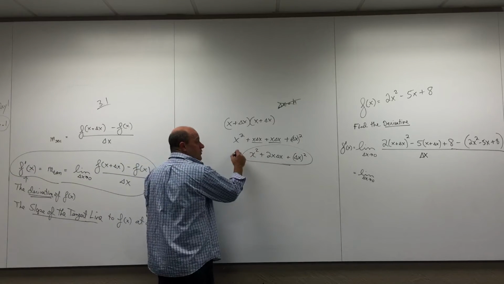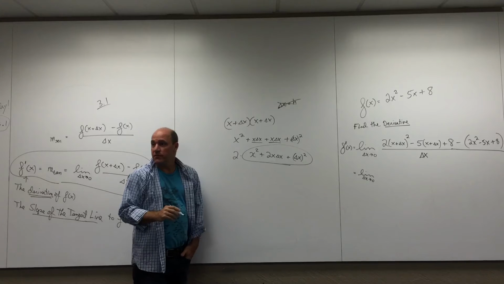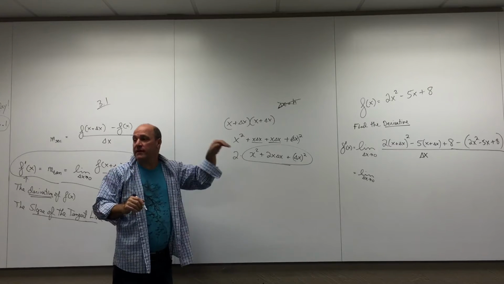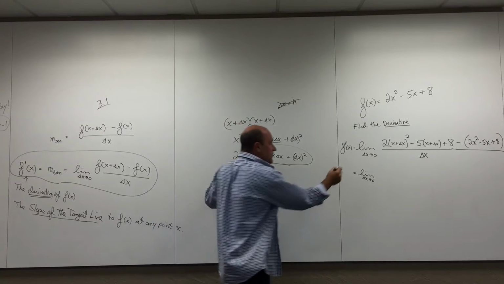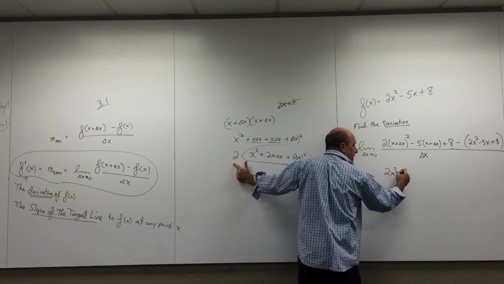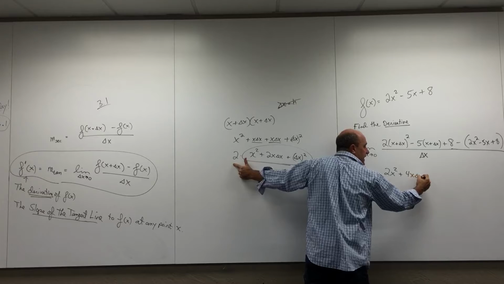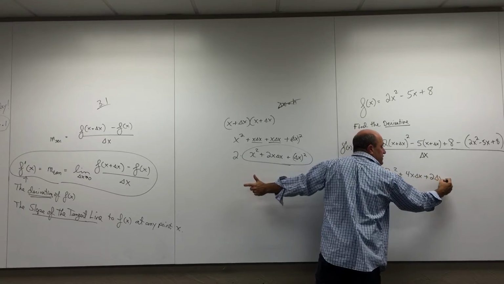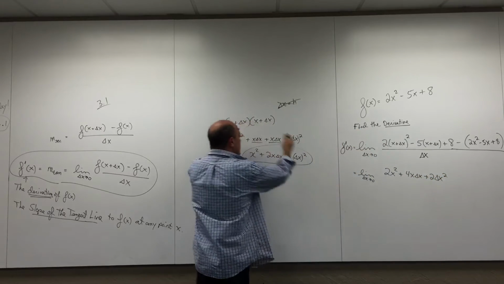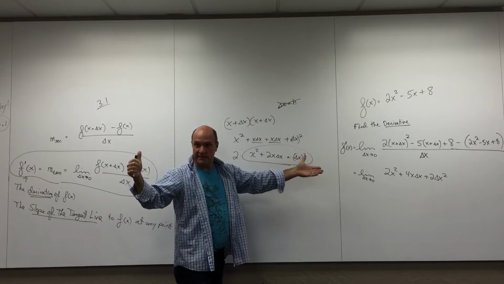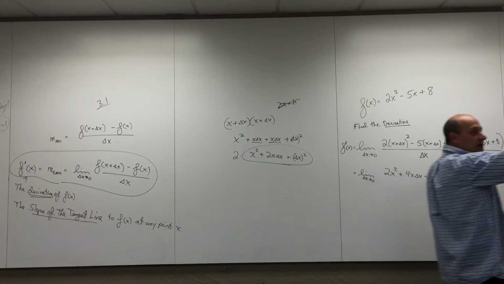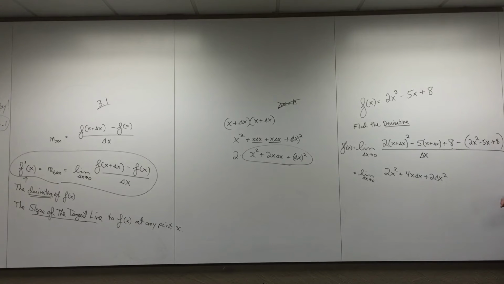Then I think I need to multiply by 2. Some students multiplied the 2 a little too early. That's bad. You got to FOIL it, then multiply by the 2. I'm going to do that now. I'll have 2x squared. I think I'll have 4x delta x and 2 delta x squared. So you with me? FOIL it out, multiply by 2. That's not very hard algebra, but you gotta do it.